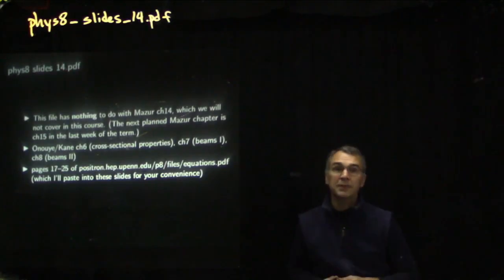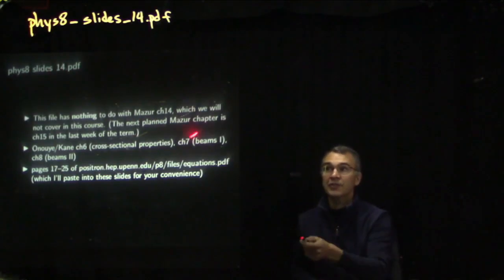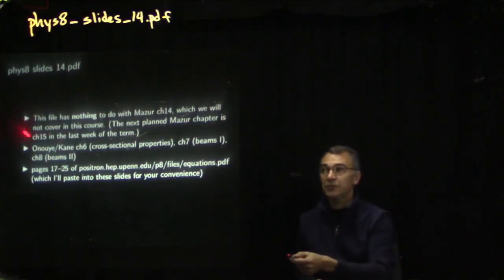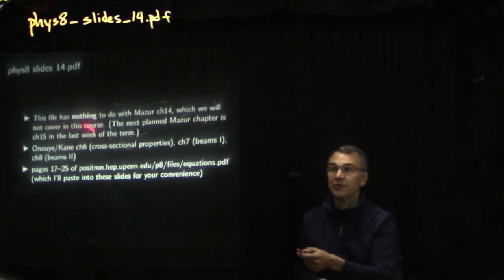This unit will cover beams. The file name for this unit is phys0008slides14.pdf. It has nothing to do with Mazur chapter 14, which we will not cover in this course. This set of slides in fact covers Onouye Kane chapters 6, 7, and 8.